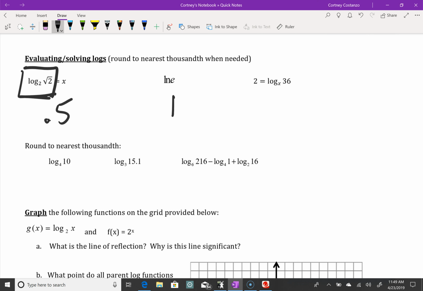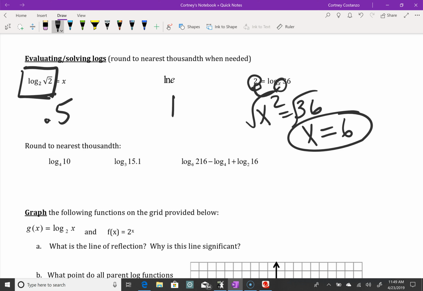Hit enter. And then this one, since I can't type this in because the x is not isolated, we might want to do the lasso method here. So x squared is equal to 36. If I square root both sides, normally I would get a plus or minus 6, but you cannot ever have the base of a log be negative, so you would only have the one solution.